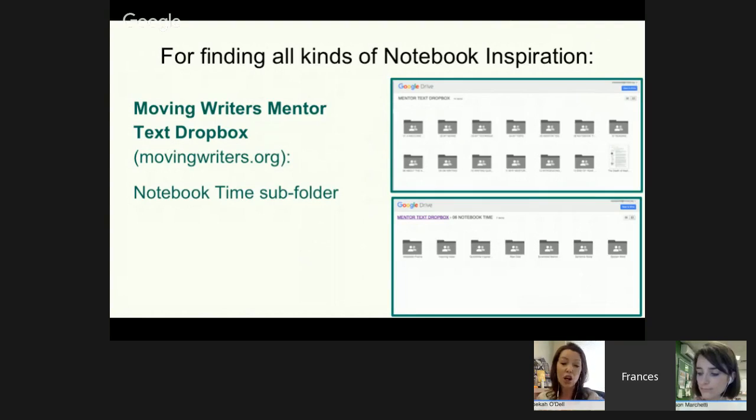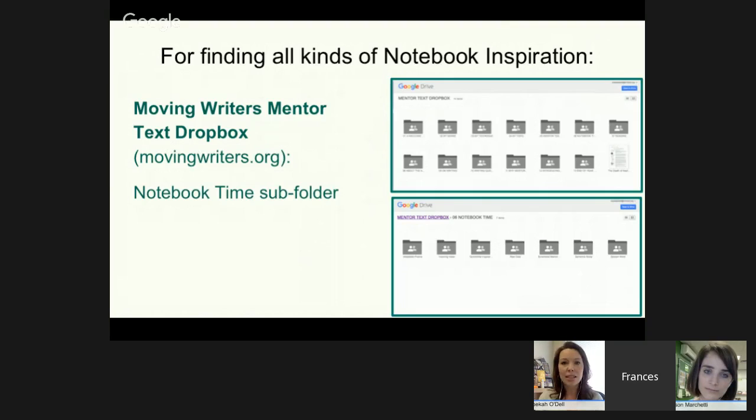So the last thing we wanted to tell you about for finding all kinds of notebook time inspiration is our Mentor Text Dropbox. On our blog, we have a Google Drive where we collect all kinds of mentor texts. But if you go to our website and you click on the Mentor Text Dropbox, there is a subfolder, I think it's folder number 6, called Notebook Time. And in there, we put everything we use for notebook time. And this really started because Allison and I just wanted to share with each other.